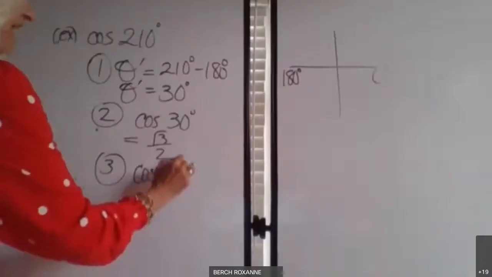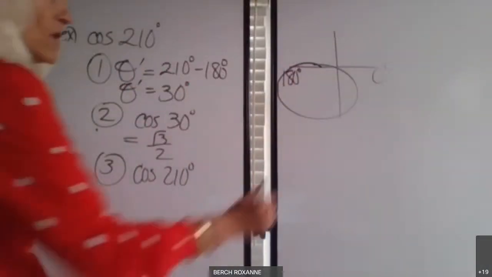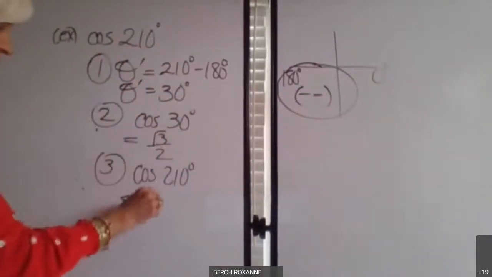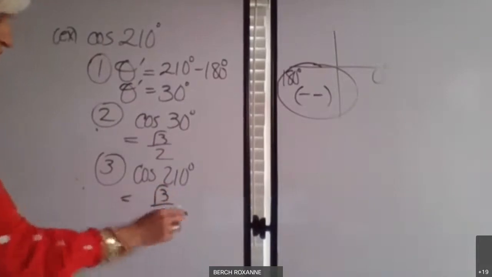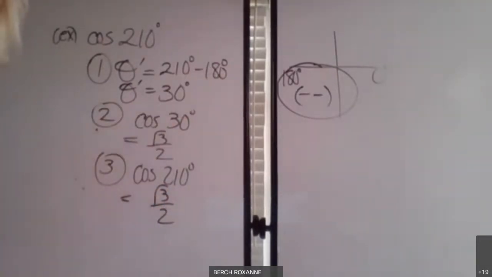Oh yeah. Radical 3 over 2. So now we're going to evaluate the cosine of 210, and we already figured it out. It's down here, right? And aren't the signs down here negative, negative? Well, what's the cosine? Okay, so we know the answer is radical 3 over 2, but is it positive or negative? Look at the x value. Negative.